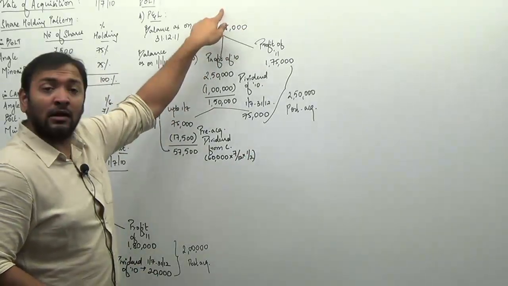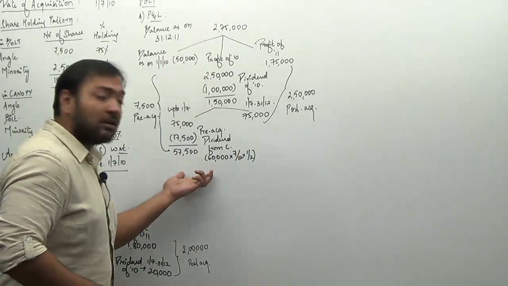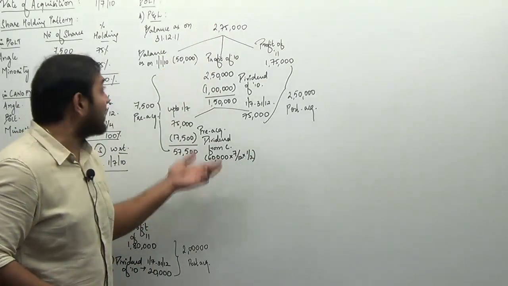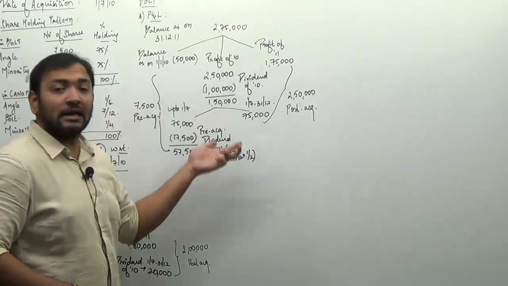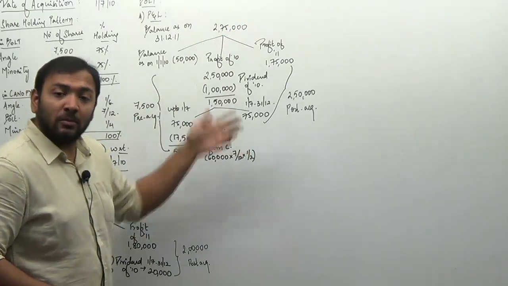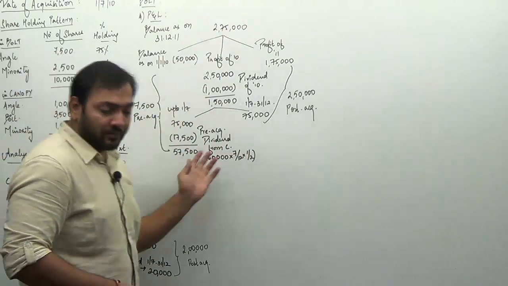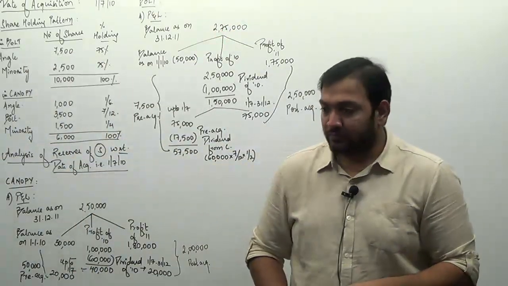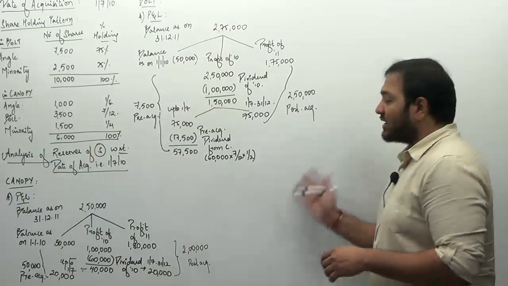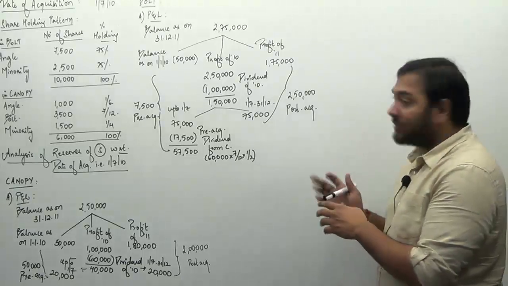The balance is not tallying. No problem. It is nothing but the pre-acquisition dividend which was wrongly credited to P&L. Pre-acquisition dividend wrongly credited to P&L should have been pulled off from the P&L account. So the same thing you have done. Once we have these figures, we can go for the distribution table.